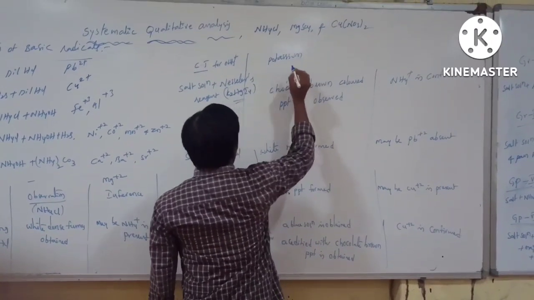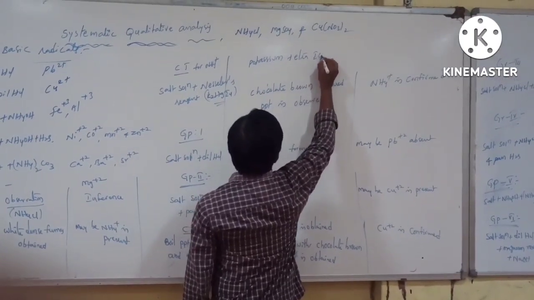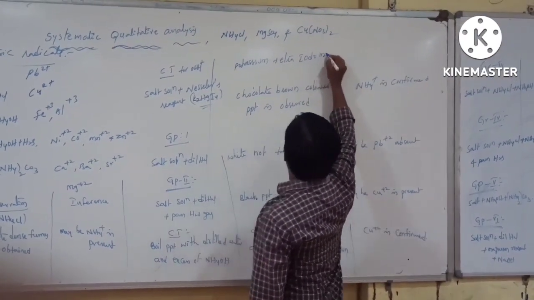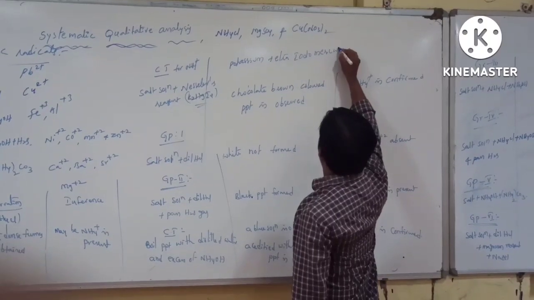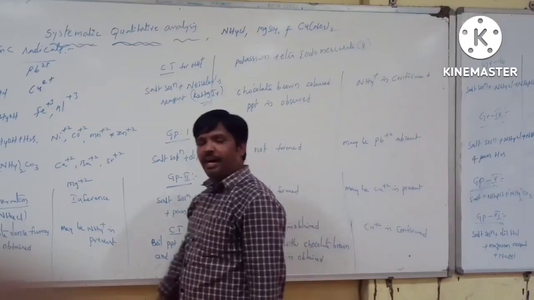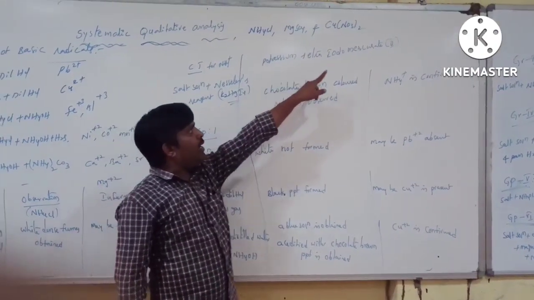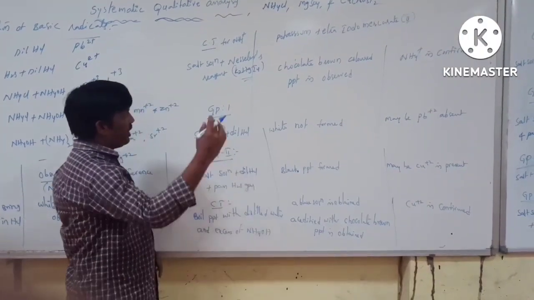What is that? Potassium tetraiodomercurate(II). That is the IUPAC name of Nessler's reagent: potassium tetraiodomercurate(II) complex.